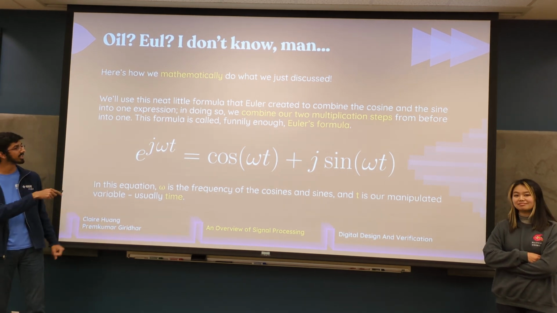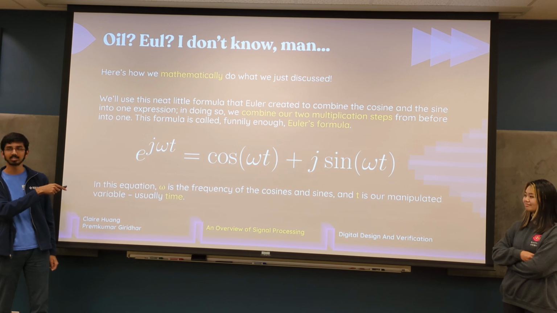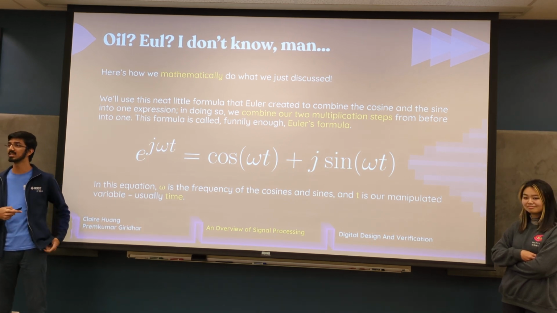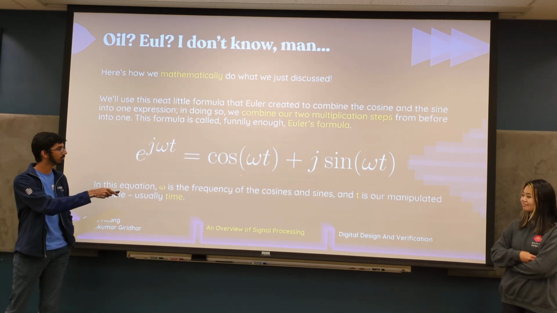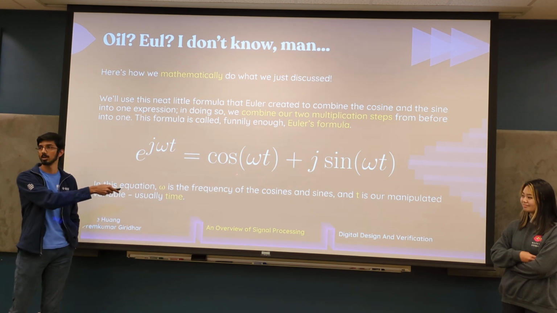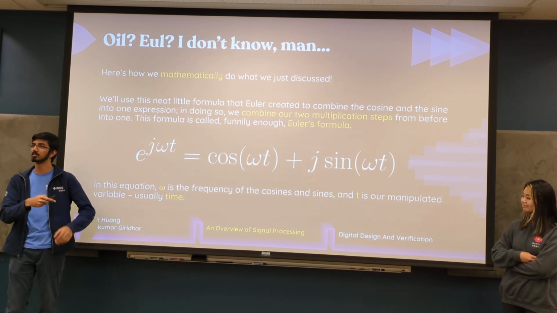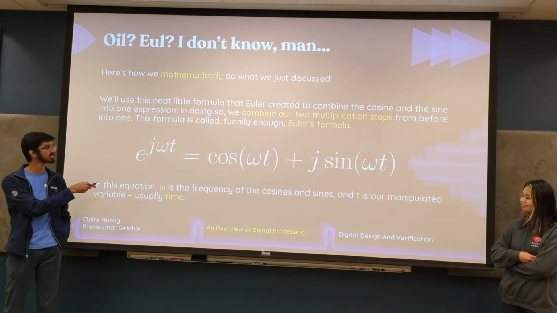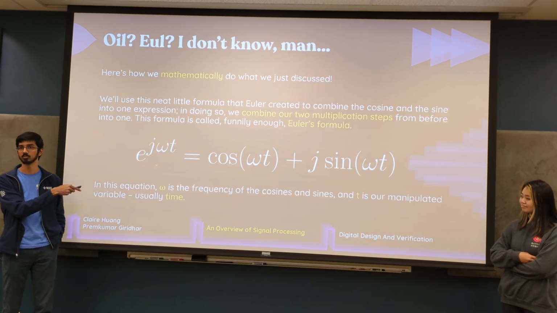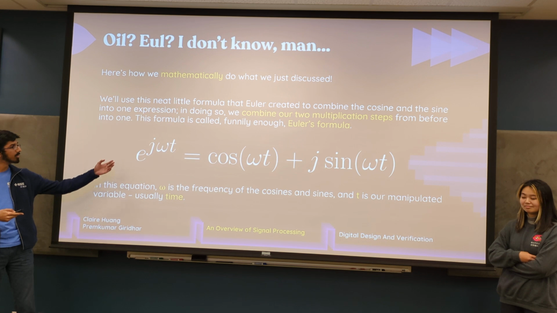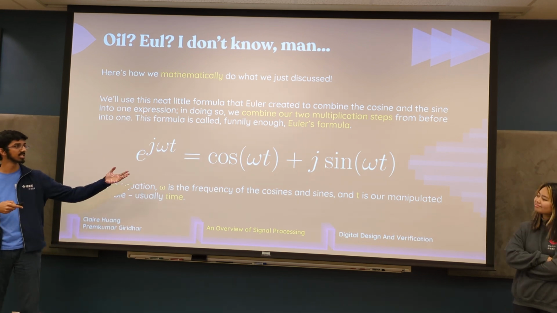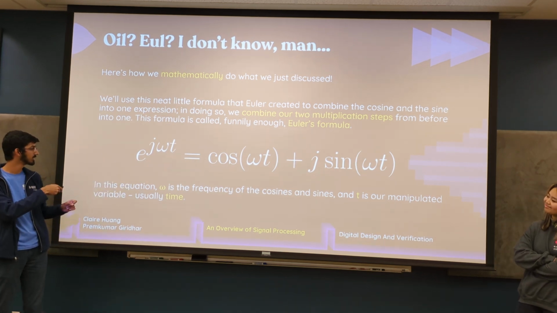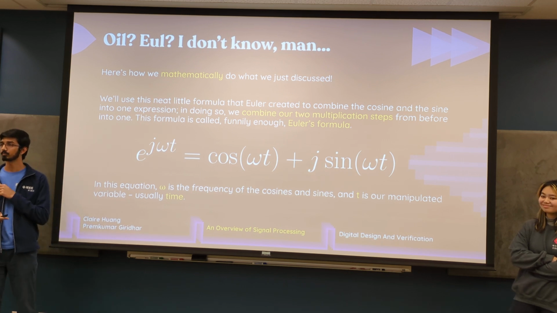you should just understand that this expression right here, e to the j times omega times t, is equivalent to this. This is our little packed down version of a sine and cosine wave, and this is how we're going to represent that in all of our equations from now on. So omega here is the frequency of the cosines and sines, and t is our time variable basically.